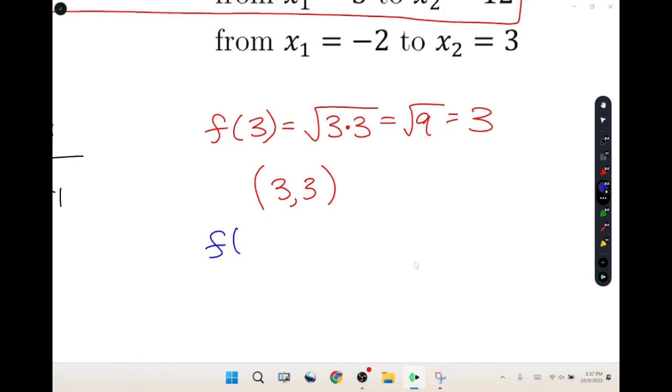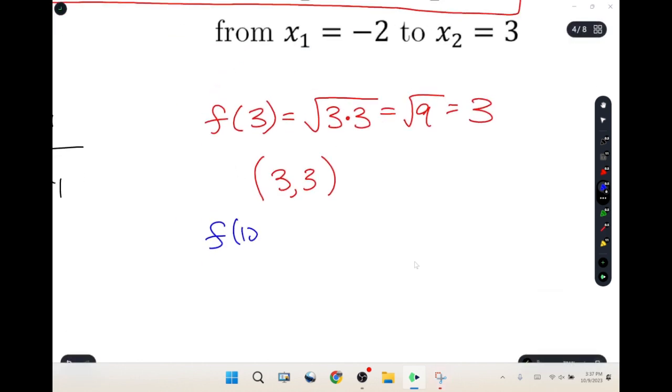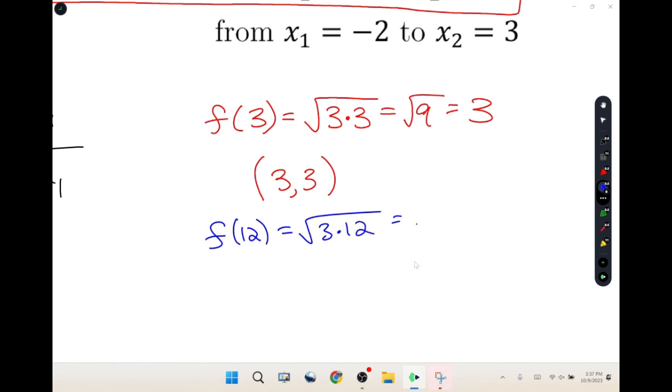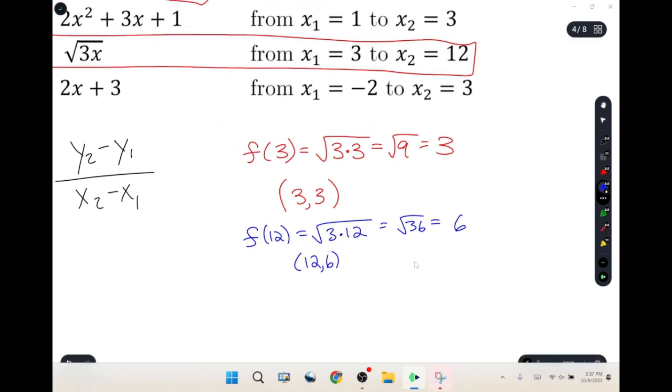F of 12? Root, I'm guessing it's 3 times 12. Root 36 is 6, I know a point. The point is (12, 6). And now with those two things, it goes back to the thing we did at the very beginning of the day, which is, can you find the slope? Could you find the line? Could you find a perpendicular line? All of the things that go with this thing.